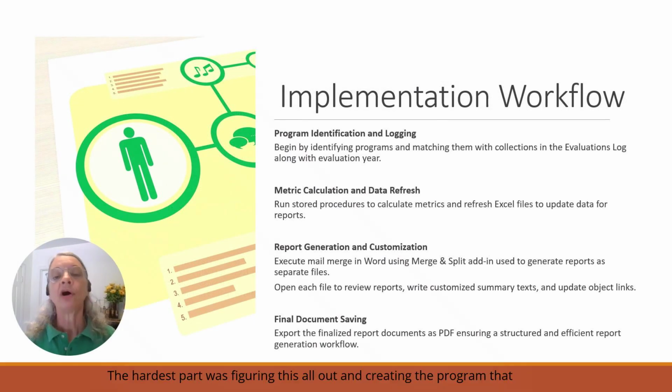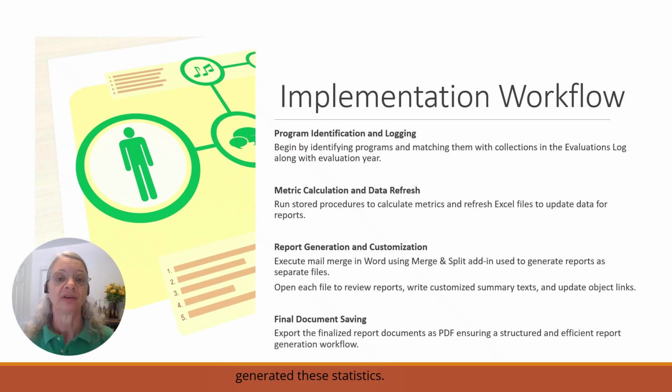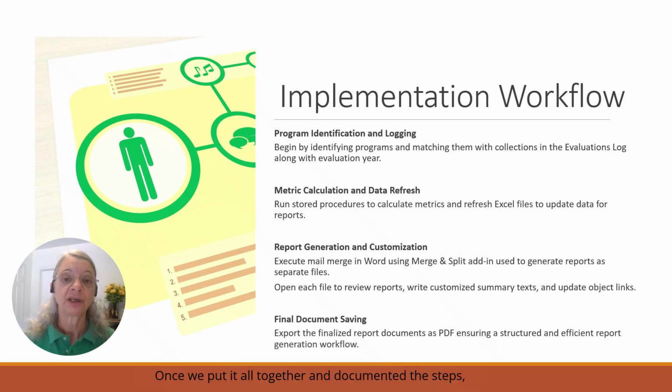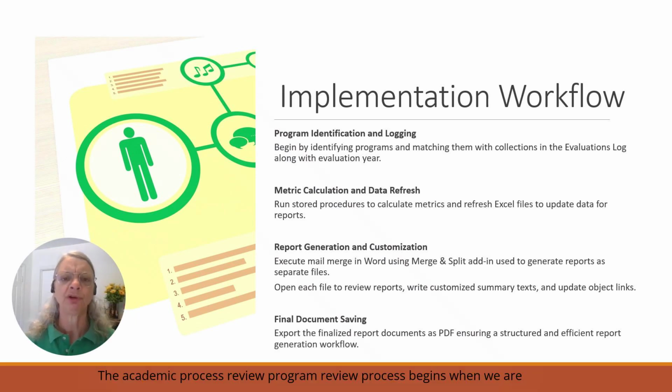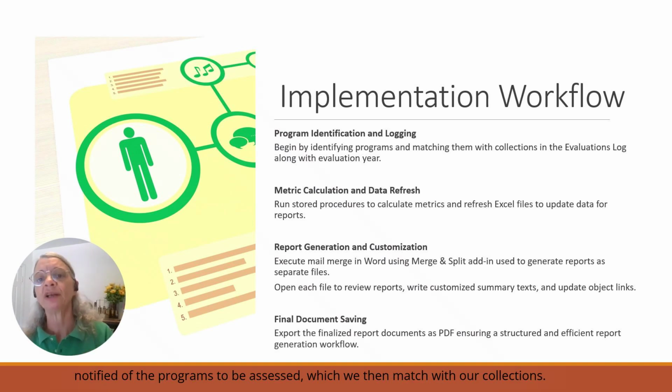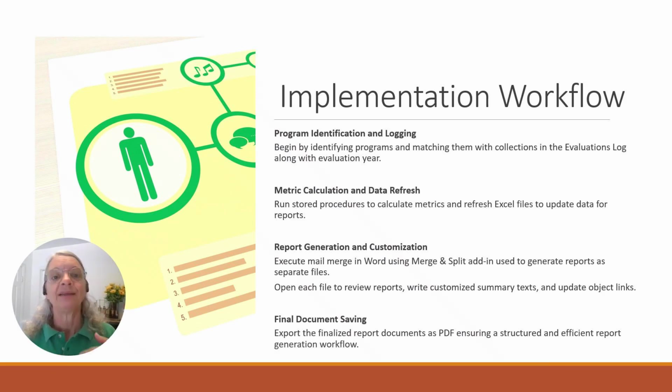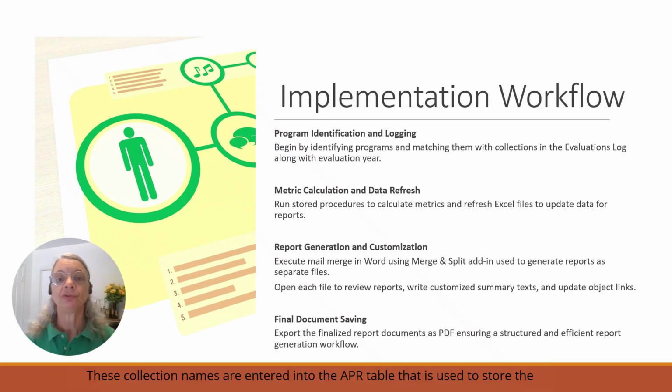The hardest part was figuring this all out and creating the program that generated these statistics. Once we put it all together and documented the steps, generating the reports has been relatively easy. The academic program review process begins when we are notified of the programs to be assessed, which we then match with our collections. These collection names are entered into the APR table that is used to store the aggregated statistics along with the evaluation year.